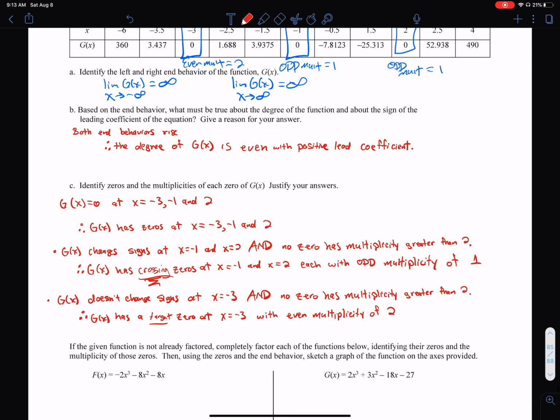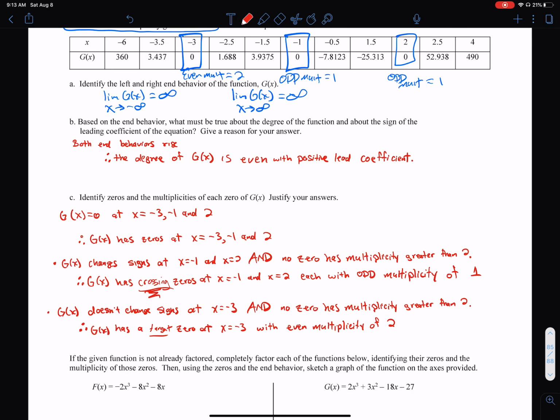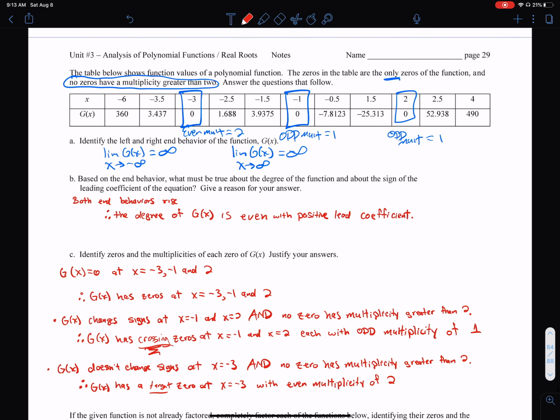Right, that's going to conclude this part of the notes. We have more to do, but we'll cut this off right here, and we will get to the next one.